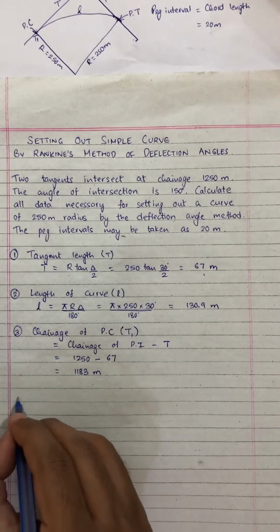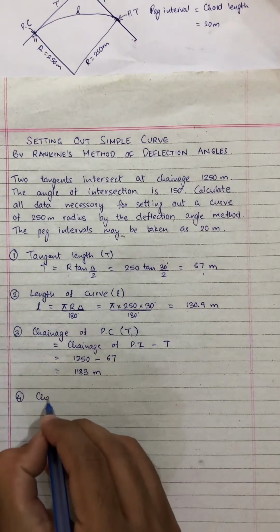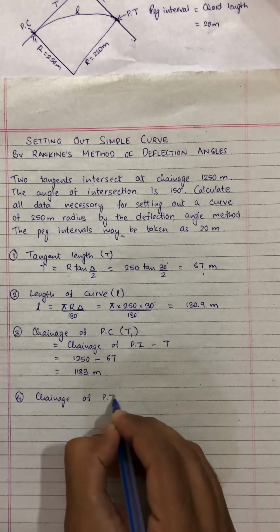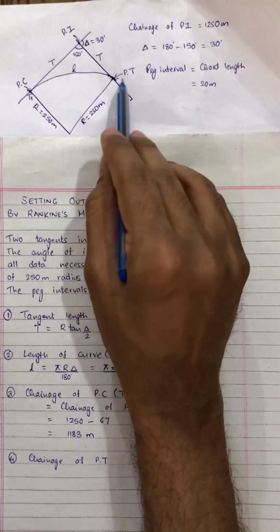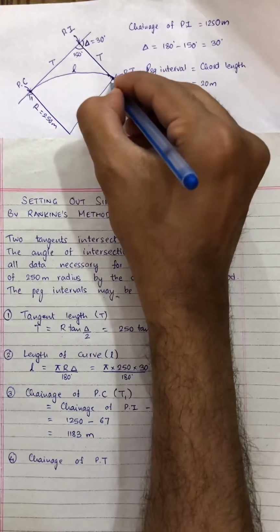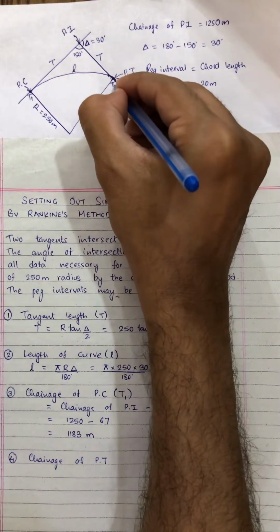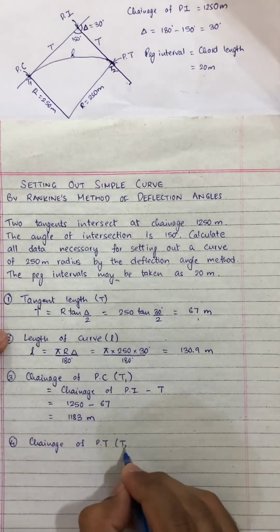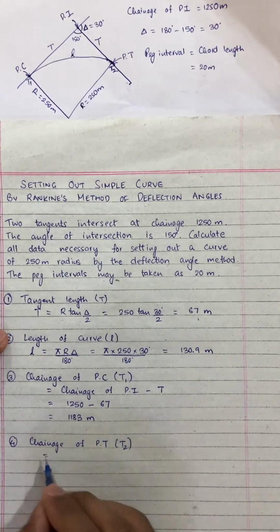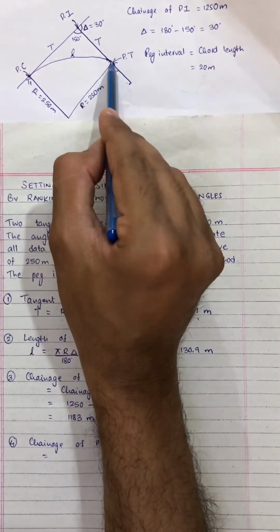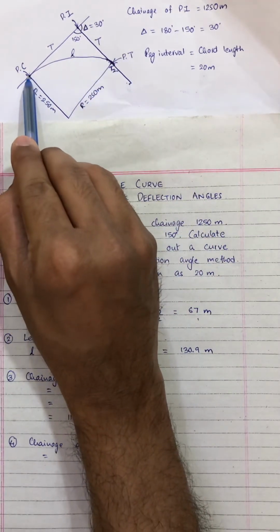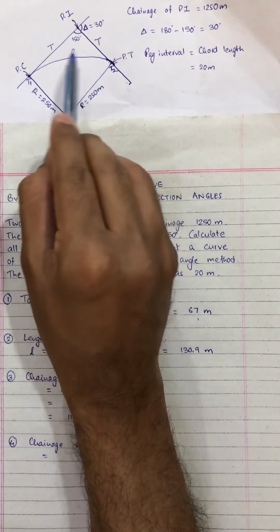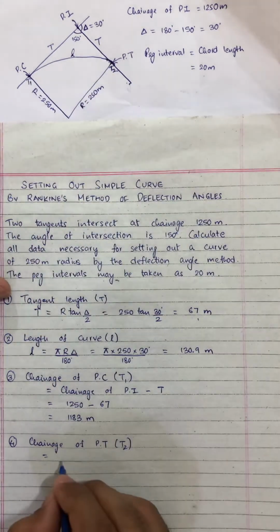Next, we need to find the chainage of PT. That is this PT, that is the point of tangent. Let us call this PT as point T2. Okay, this is point T2. So chainage of PT will be what now? Chainage of PT will be chainage of PC plus this length of curve. Plus the length of curve will give you the chainage of PT.